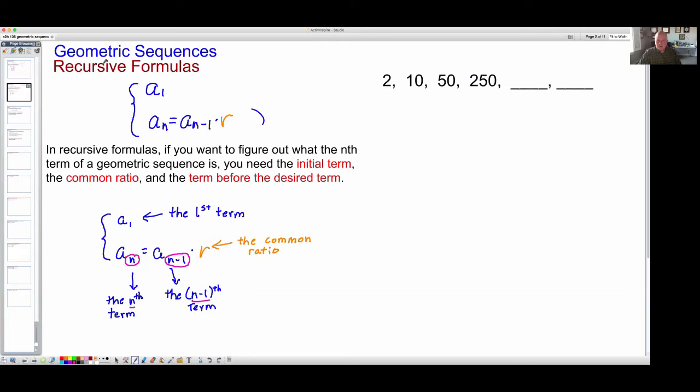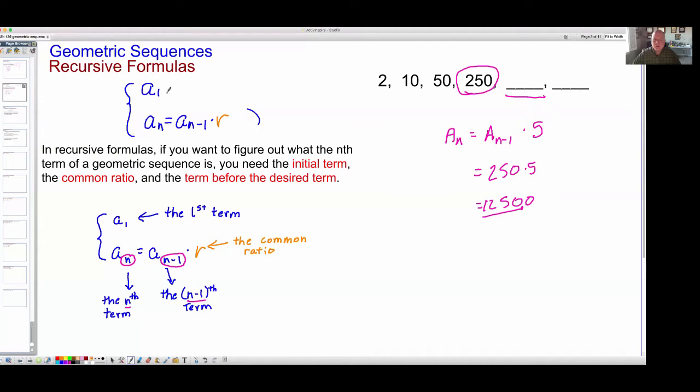Also, when we're dealing with geometric sequences, we have the recursive formula. You may remember us doing recursive last term. In recursive formulas, I wrote it down here. If you want to figure out what the nth term is, you need the initial term, the common ratio, and the term desired before. In recursive formulas, we're going to find a term based on what the previous term is. So if I wanted to know what the fifth term is here, and I knew the fourth term, a of n minus 1, a of n is what I'm looking for, and a of n minus 1 is 250. If I multiply that by my common multiplier, it'll give me the next term. The initial term is 2, and I need to put that somewhere, so a of 1 would be equal to 2. And then I write my formula, a of n is equal to my n minus 1 term, which is 250 for the fourth term, times my common multiplier, which is 5. Okay?